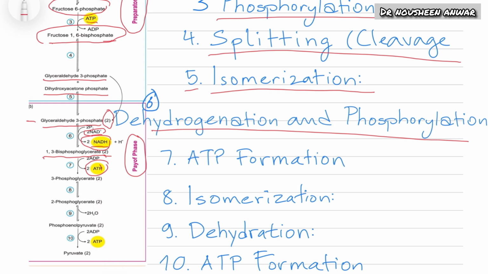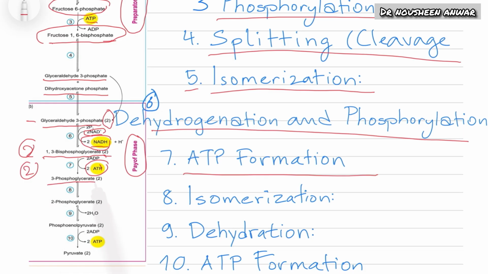So now these are actually the two molecules. Now two molecules of ATP are formed. This is called ATP formation. Now we pay off the investment which we already made previously. So two molecules of ATP are formed in this process. So this is called ATP formation.